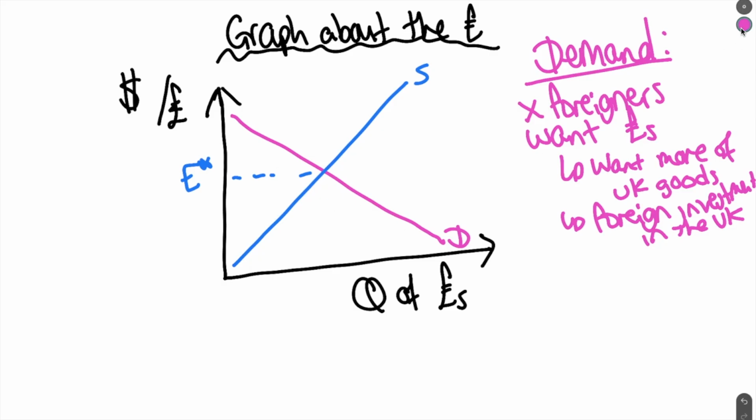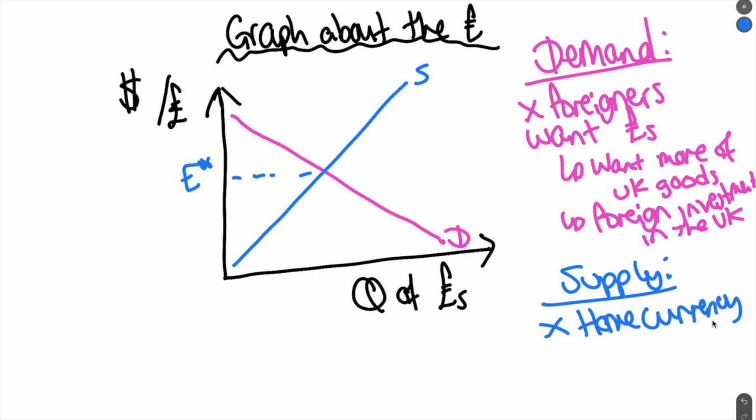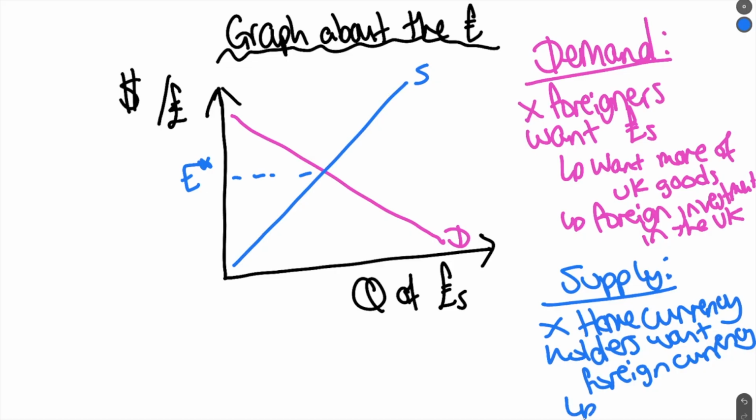Let's think about supply. What affects supply? The only time we should be talking about supply moving is when you have pounds, home currency holders, and you want foreign currency. That's when we affect supply. So this could be, for example, you import more. If I'm from the UK and for some reason I want to import more from the US, I'm affecting the supply.